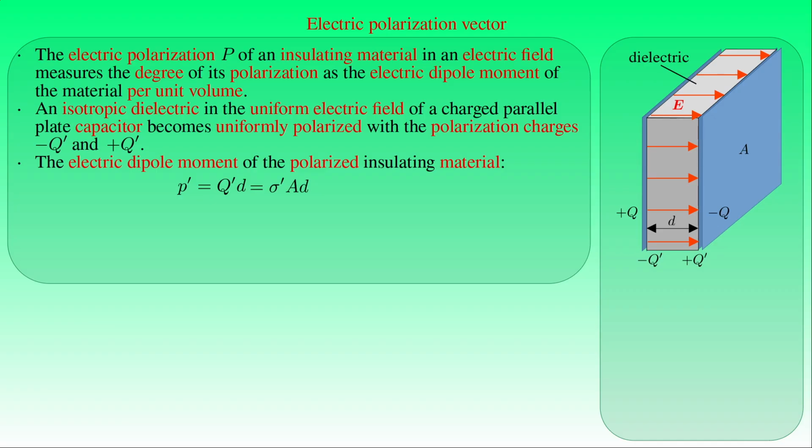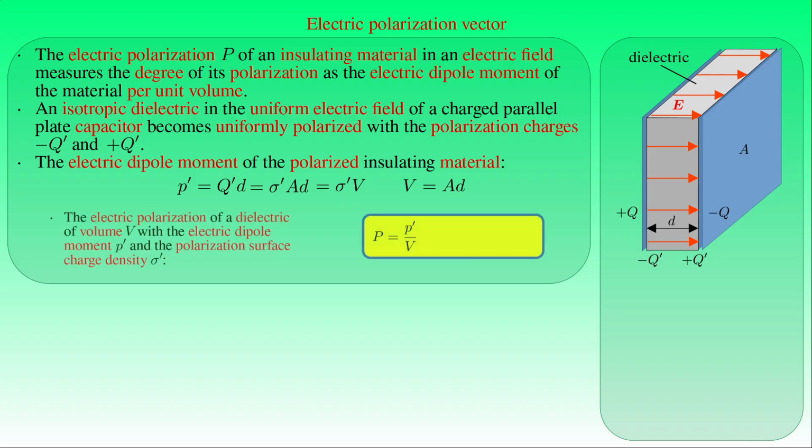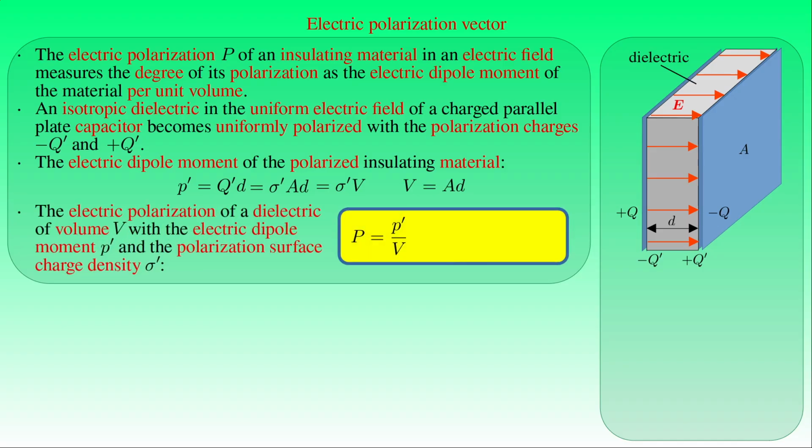Because the product of the area A of the plates and the distance d gives the volume V of the dielectric inserted in the space between the plates, we can write the dipole moment P' as the product of the surface charge density sigma prime and the volume V. Hence the polarization P of the dielectric defined by the ratio of the dipole moment P' of the insulating material to its volume V, is equal to the polarization surface charge density sigma prime of the dielectric. This result shows that the polarization has the same unit as the surface charge density, and it is measured in coulomb per square meter if we use SI units.